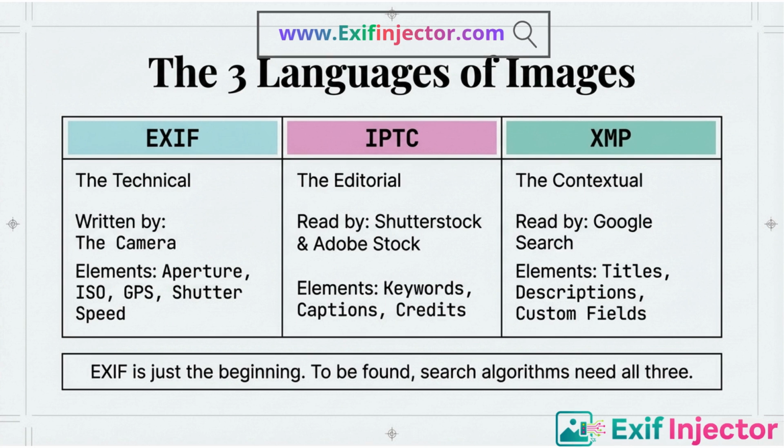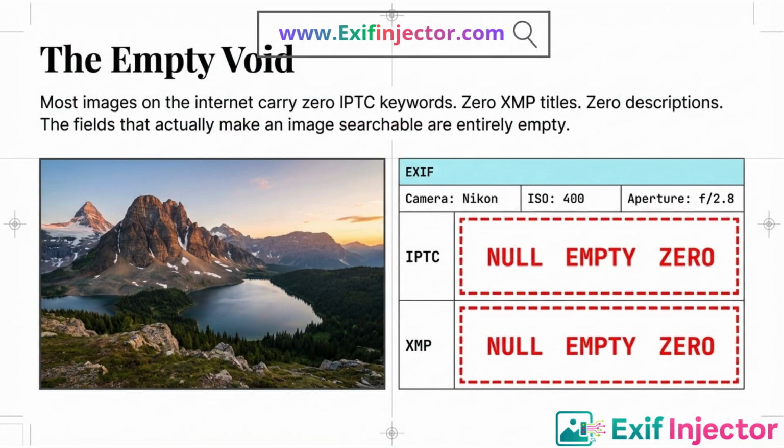The empty void. Here is the reality. Most images on the internet carry 0 IPTC keywords, 0 XMP titles, 0 descriptions. The camera data might be there, Nikon, ISO 400, aperture f2.8. But the fields that actually make an image searchable? Completely empty. Null, 0, void. The fields that matter most are the ones nobody fills in.